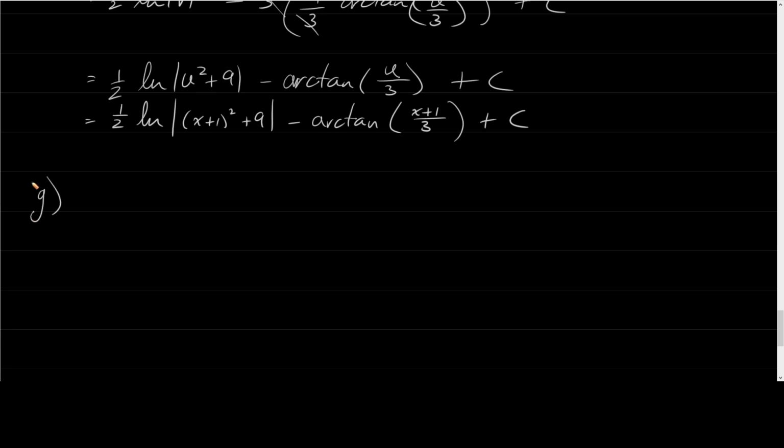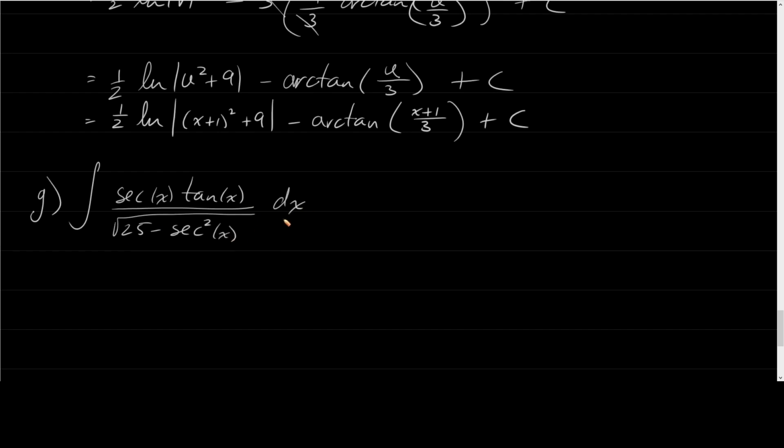G says, let's take the integral of secant x tan x over the square root of 25 minus secant squared of x dx. All right. So let's start by manipulating this one. The very first thing that I'm going to try to do here is a u substitution.